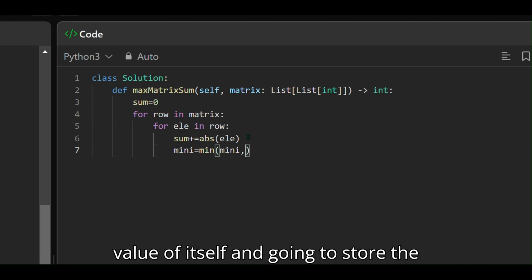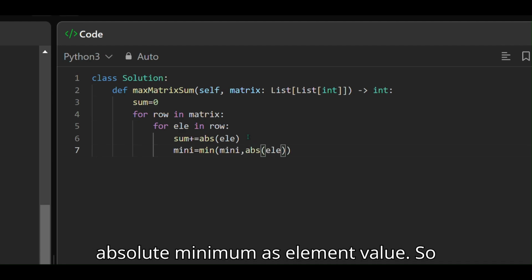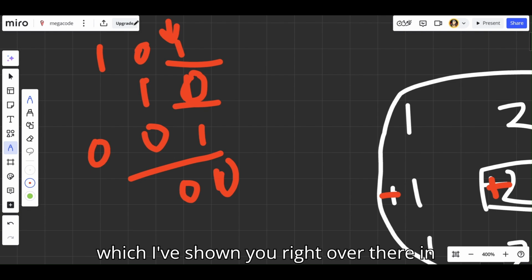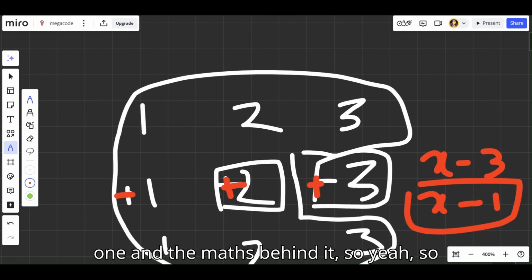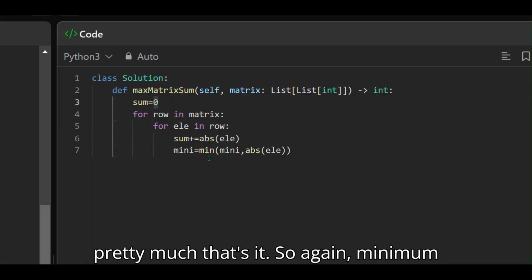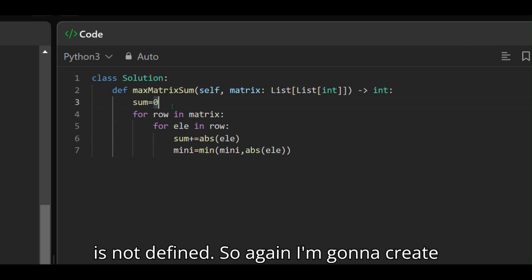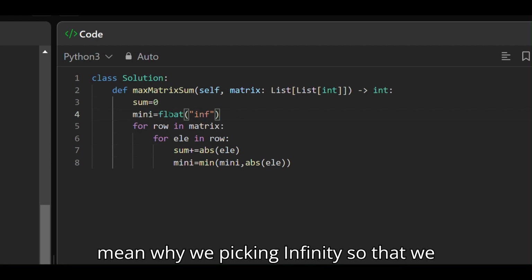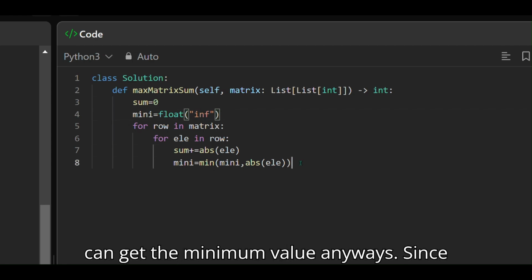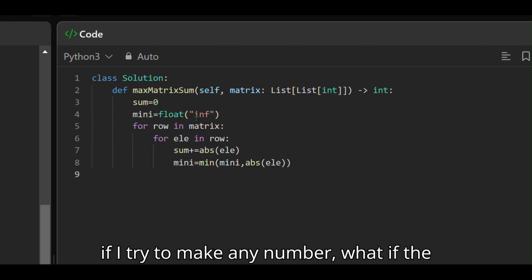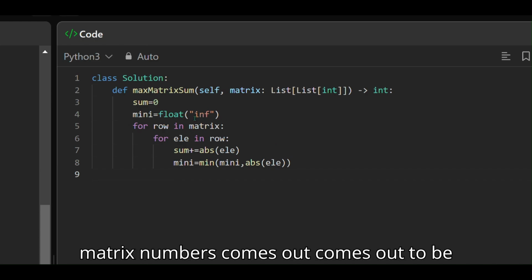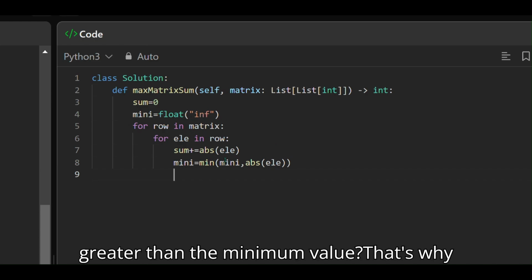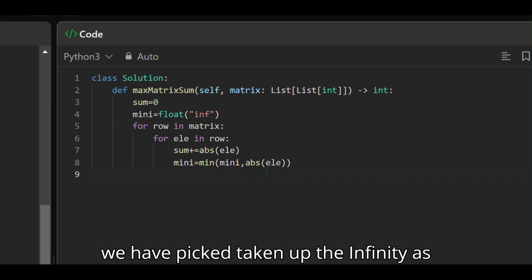and we're going to store the absolute minimum as the element value, which I've just shown you right over there, if I try to pick this one and this one, and the maths behind it. So again, minimum is not defined. I'm going to create a variable called minimum, and the float is going to be infinity. Why are we picking infinity? So that we can get the minimum value anyway, since what if the matrix numbers come out to be greater than the minimum value? That's why we have taken infinity as a value.